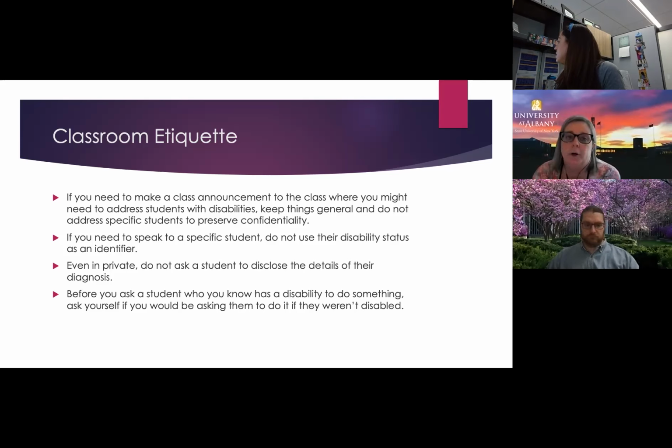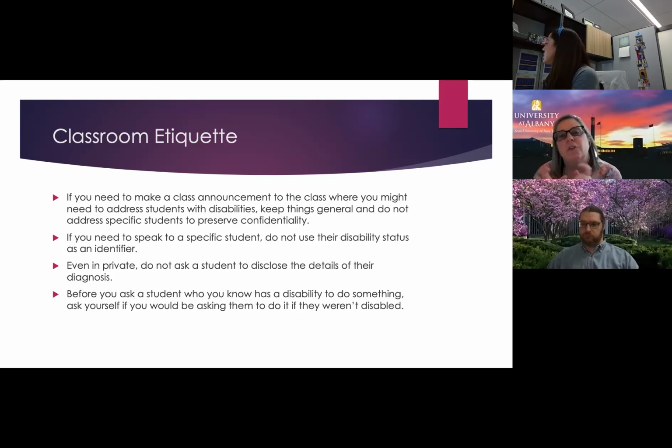Students are not required to disclose their disability or diagnosis to you. So even when you're speaking to them in private, if you want to talk to them about their accommodation, you can't be like, well, I noticed that you have extended time on a test. Is that because you have ADHD or a learning disability? We really can't ask them that. If the student chooses to self-disclose to you, that's fine, but you have to be careful to not ask them about that.